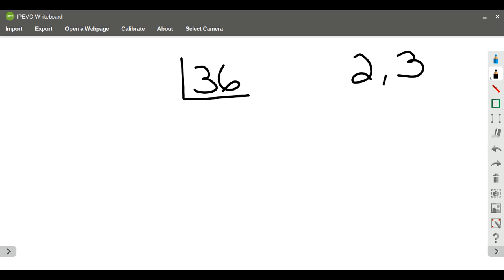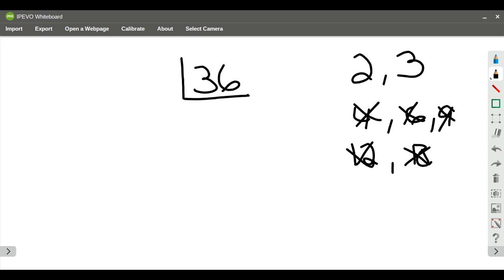I do not, however, want to start with the factor 4, because 4 is not a prime number. 6 is not prime, 9 is not prime, 12 is not prime, 18 is not prime, and it doesn't do me any good to start with 36. So you always want to start with a prime factor. Good numbers to start with are 2, 3, 5, 7, 11, 13, those prime numbers that we worked on in yesterday's lesson.